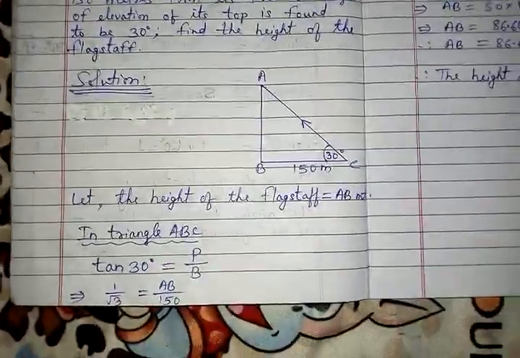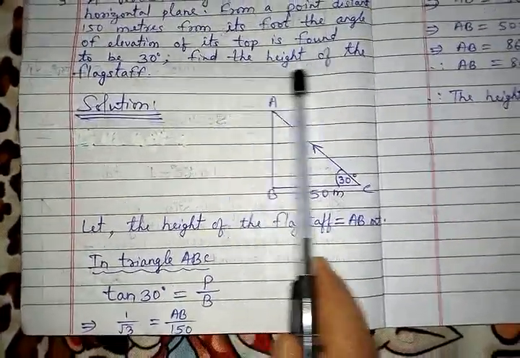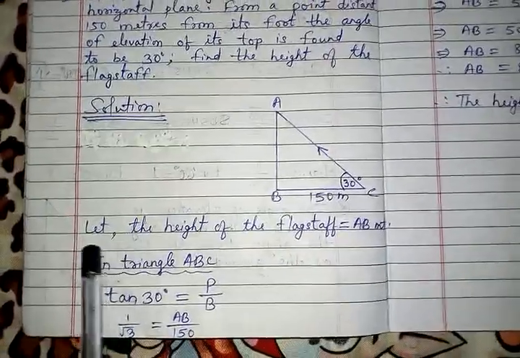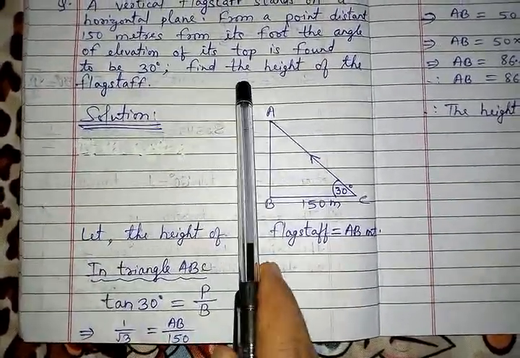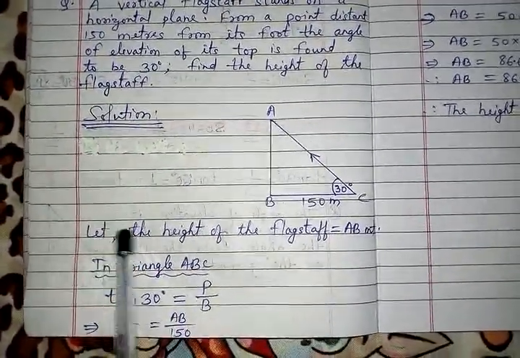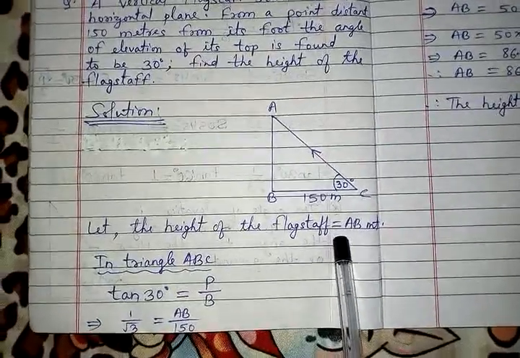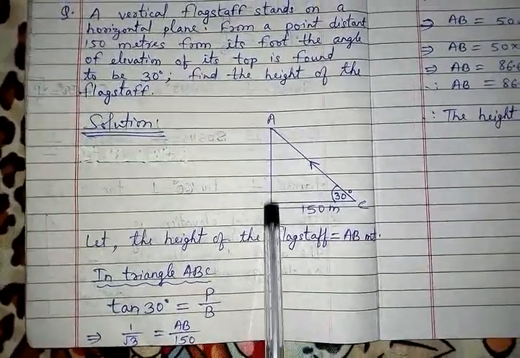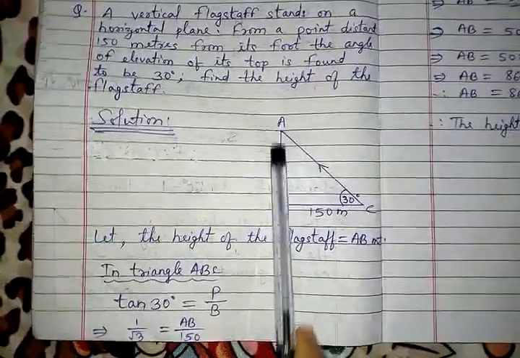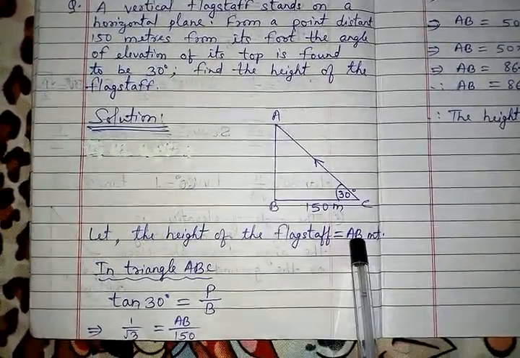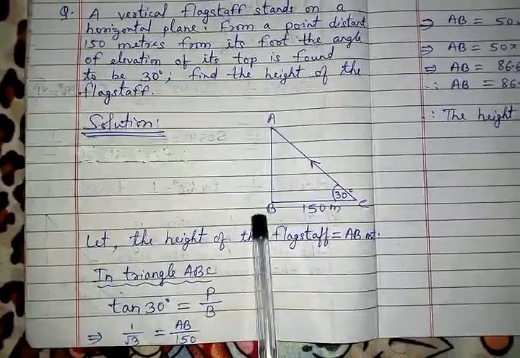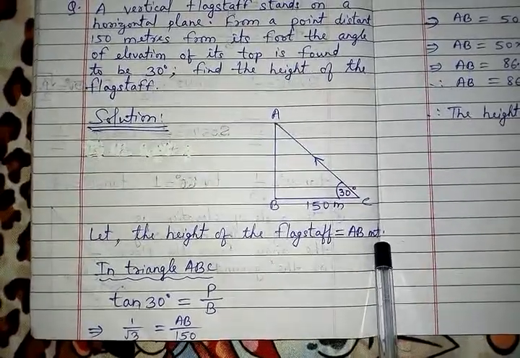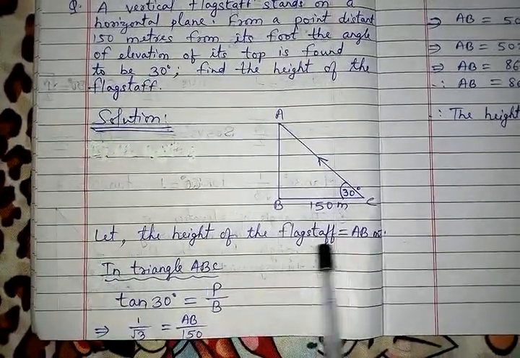So it's a very easy question. Whatever we have to find, that particular part we write as 'let'. Let the height of the flag staff be AB meters, because here the flag staff is AB. Since 150 is in meters, AB will also be in meters. So this is our 'let'.